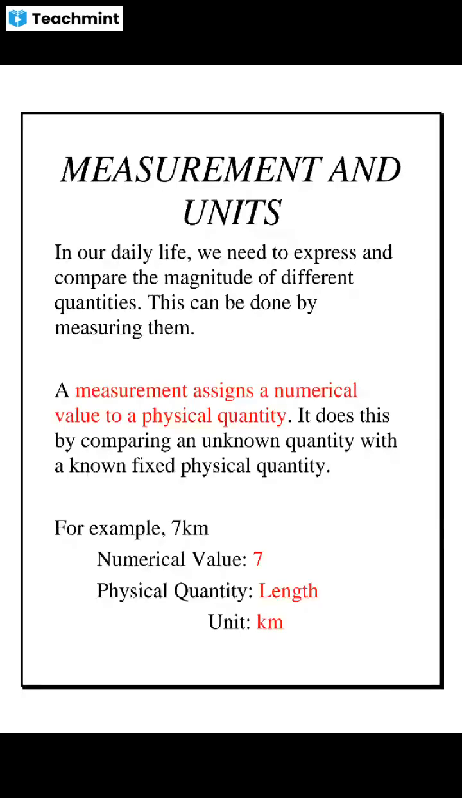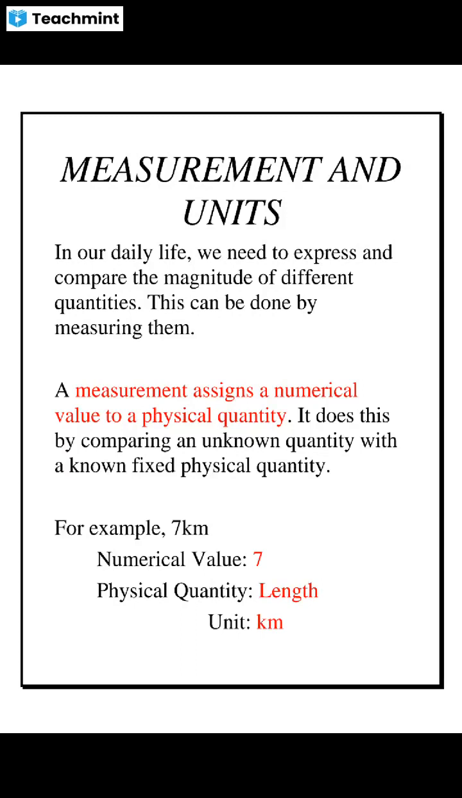When you want to cross the road, you check a coming vehicle and you calculate that, oh, you can still cross the road before the vehicle gets close to you. That is measurement on its own. So what is measurement? Measurement assigns a numerical value to a physical quantity. And how does it do that? By comparing the unknown quantity with a known quantity.